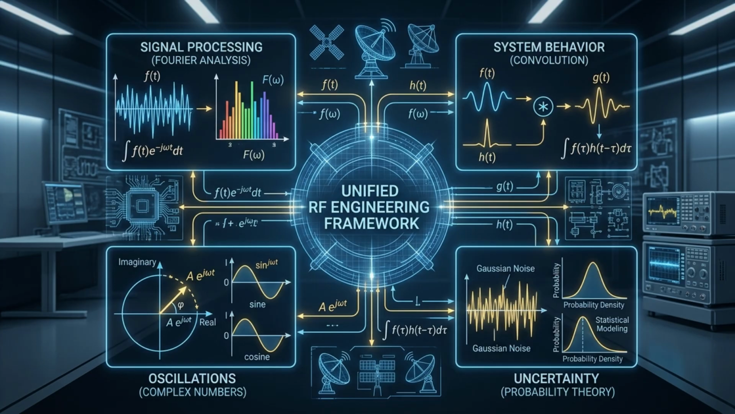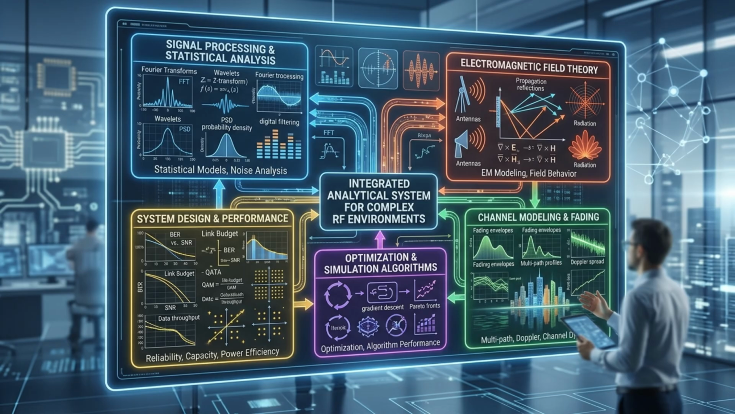All these mathematical tools combine into a unified framework that defines modern RF engineering. Signal processing relies on Fourier analysis. System behavior is modeled using convolution, oscillations are simplified using complex numbers, and uncertainty is handled through probability theory. This integrated structure allows engineers to design, analyze, and optimize communication systems that operate reliably in complex and noisy environments.